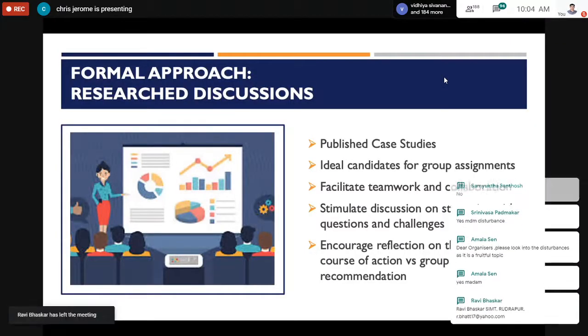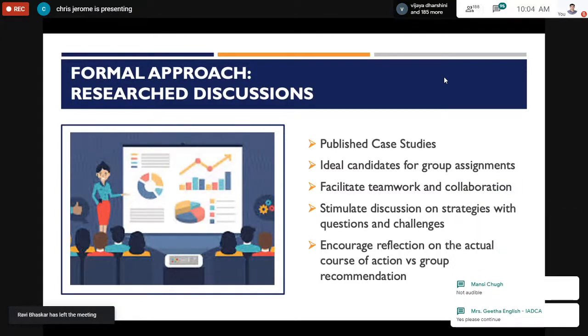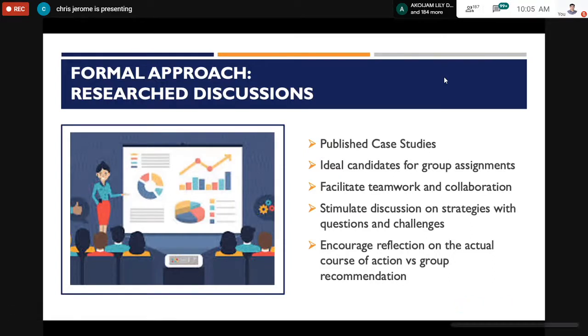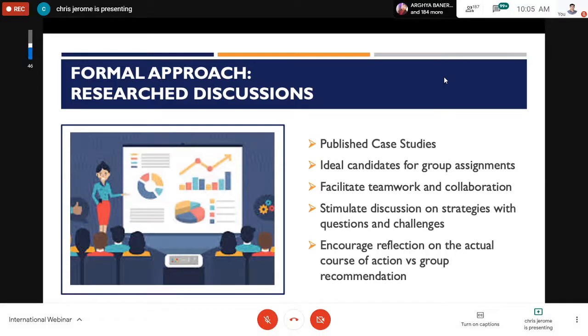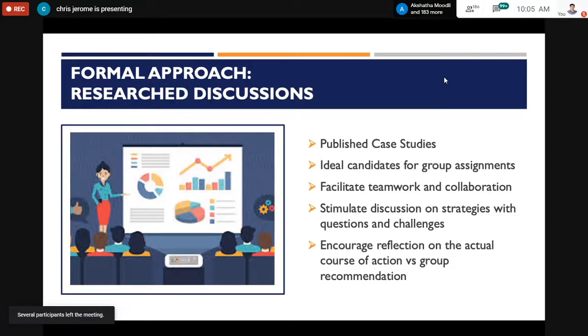Yes, so what I was saying was that the formal approach relies on case studies that are already published. They're ideal candidates for group assessments. It encourages collaboration and teamwork among students, and it stimulates discussions about problems and strategies and how those problems can be addressed. It also encourages other participants in the classroom who are not analyzing that specific case to come up with questions and challenges that could potentially be faced with implementing the plans that the group presents. It encourages reflection on the actual course of action versus what the group presenting the case study recommends, because most often formal published case studies are based on real companies and real problems that they face.